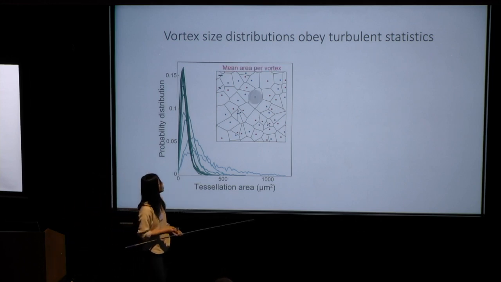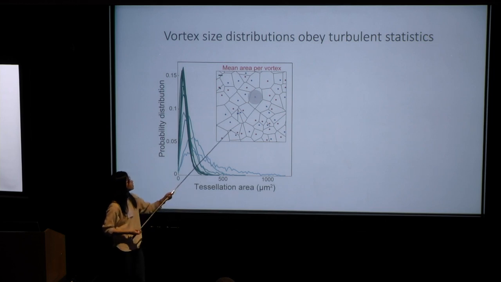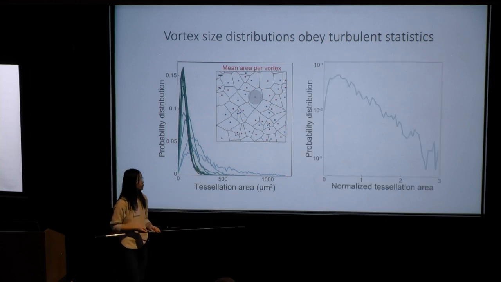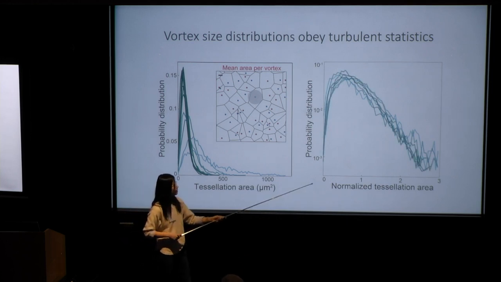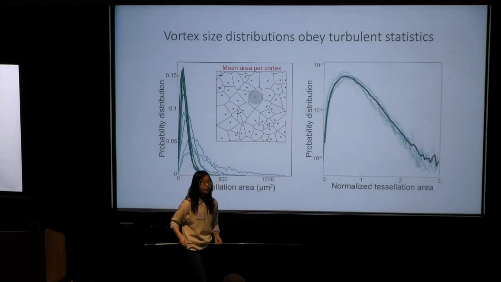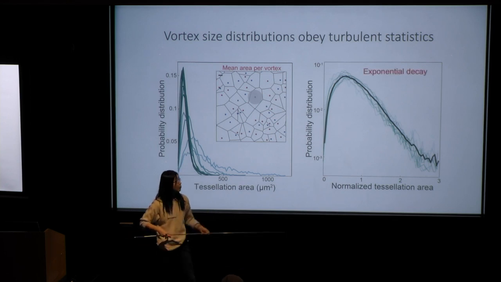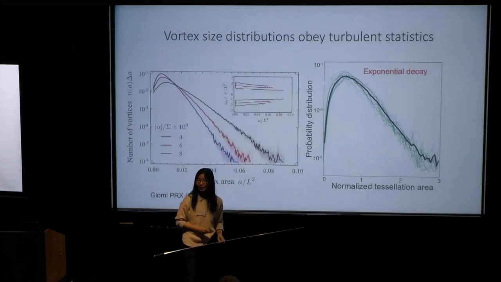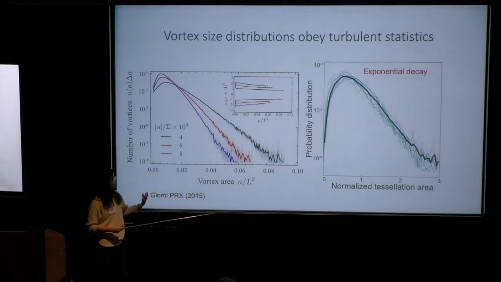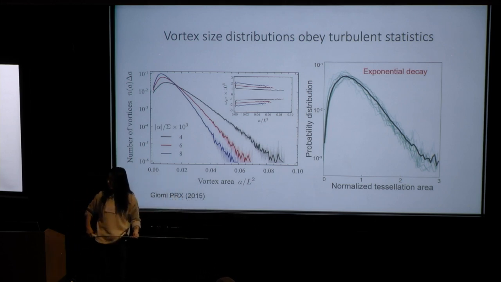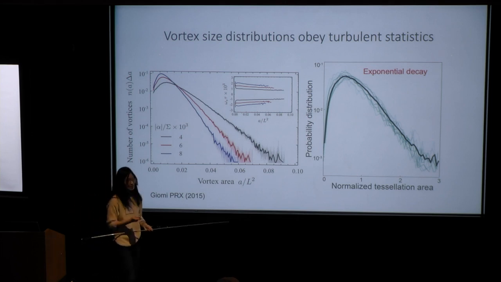But when we try to normalize those distributions using the mean area occupied per vortex, we realize again, surprisingly, that there is this collapsing distribution that all the different steady states share, which also features a prominent exponential decay, which again we find to be surprisingly matching with what Professor Luca Giomi just mentioned.